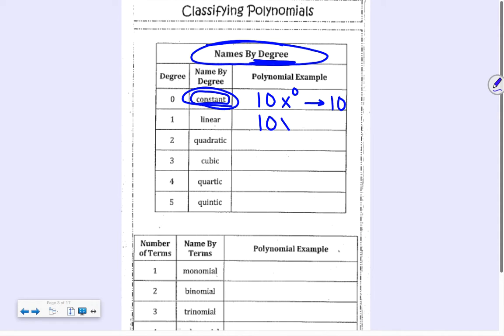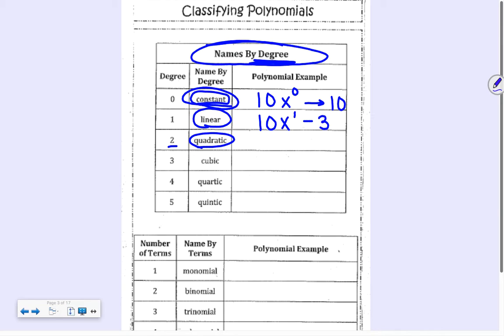Now, if you see something that looks linear, it's because you have x to the what? First. So 10x to the first minus 3. All you care about is the highest power of x. So if you see x to the first, you say it's what? Linear. Okay. What does quadratic look like? Well, quadratic has degree 2. So give me an example of quadratic.